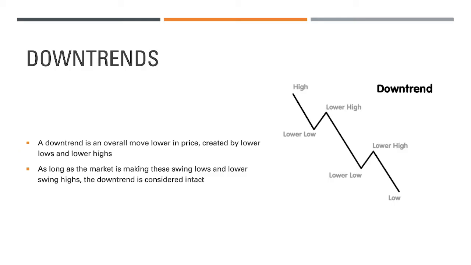Downtrends. A downtrend is an overall move lower in price created by lower lows and lower highs. As long as the market is making these lower swing lows and lower swing highs, the downtrend is considered intact. So quite the opposite of an uptrend, guys. Only this time we have lower highs and lower lows.